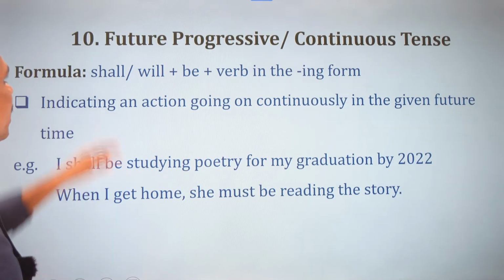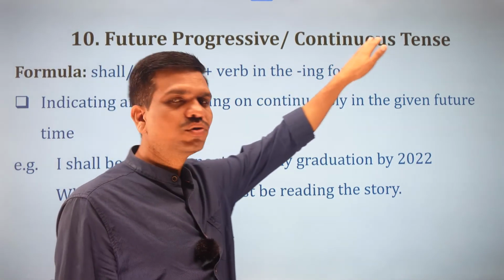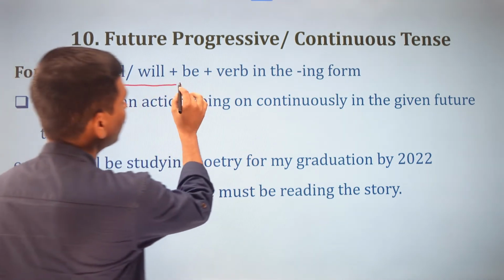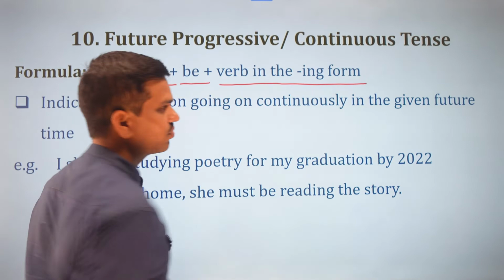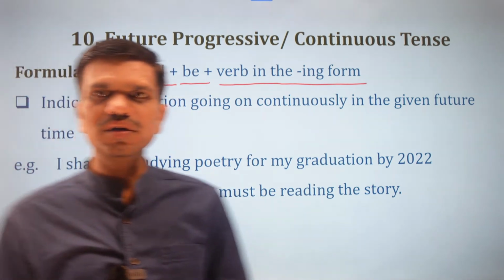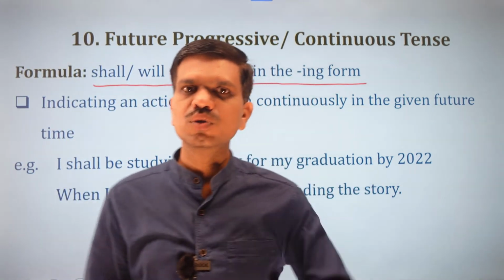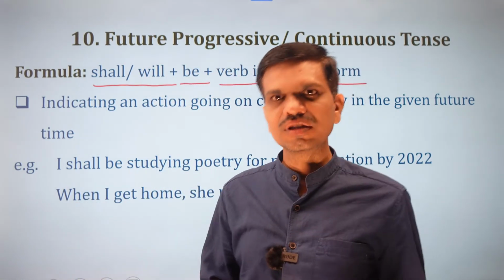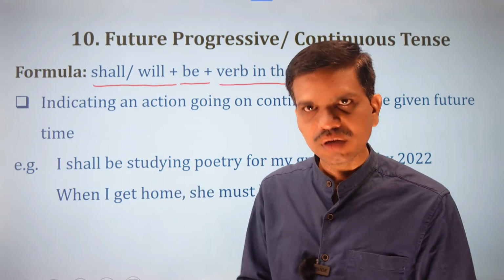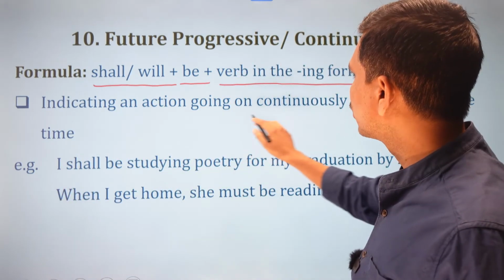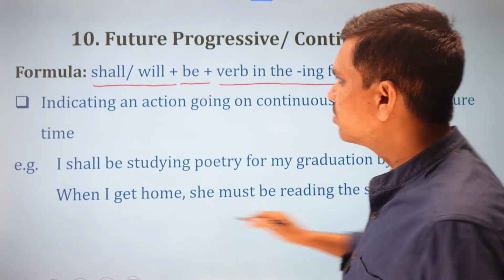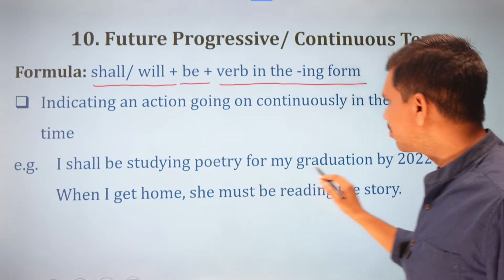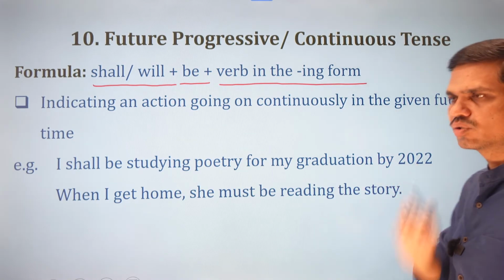Next tense, here we have future progressive or future continuous tense, and the formula is very simple: shall, will plus be and verb in the ing form. All these formulas are very important. If you learn all these formulas, you will never find difficulty in understanding or using a tense. And this function also is important: indicating an action going on continuously in the given future time. Understand through this example. I shall be studying poetry for my graduation by 2022.